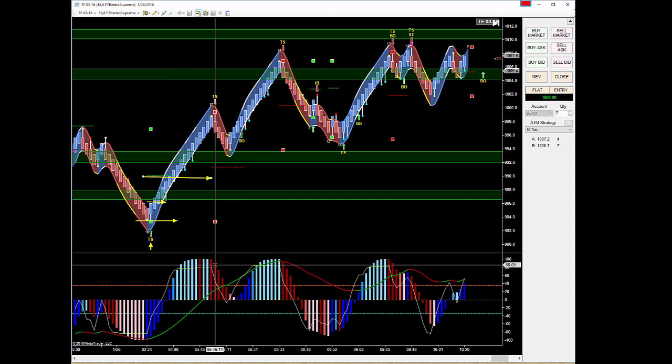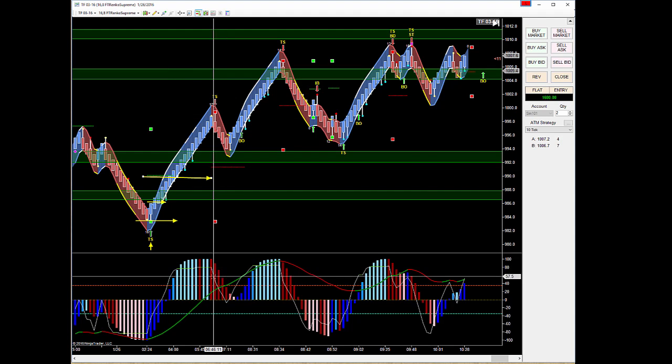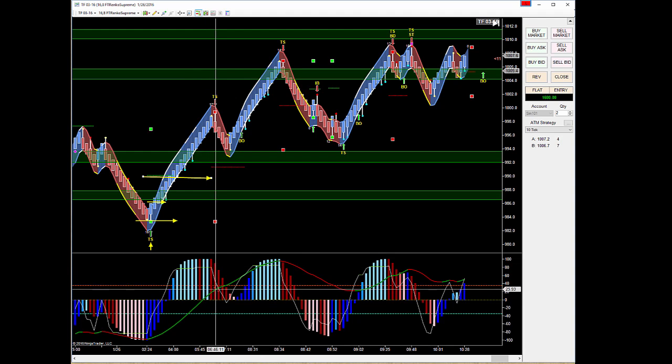And I have the red histogram down here. Look at that big red bar right there. But our fast line is the wrong color. It needs to be red, and it's green. So that's a no trade. Don't take it. Don't mess with it.